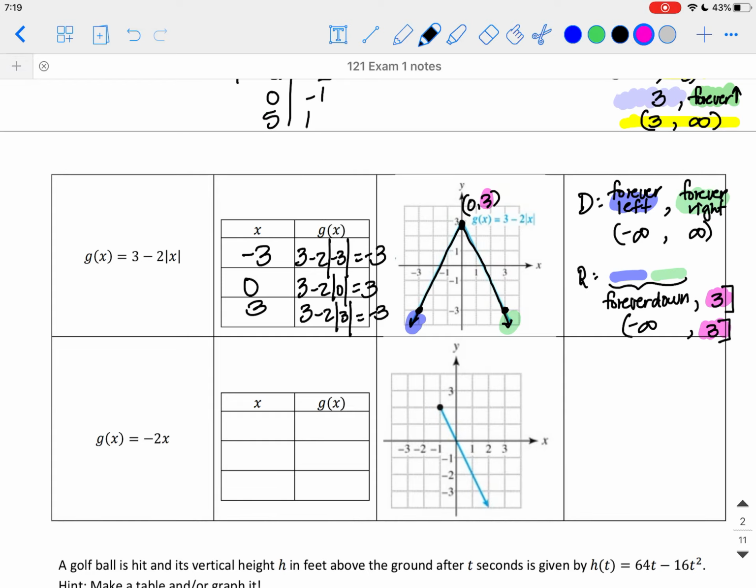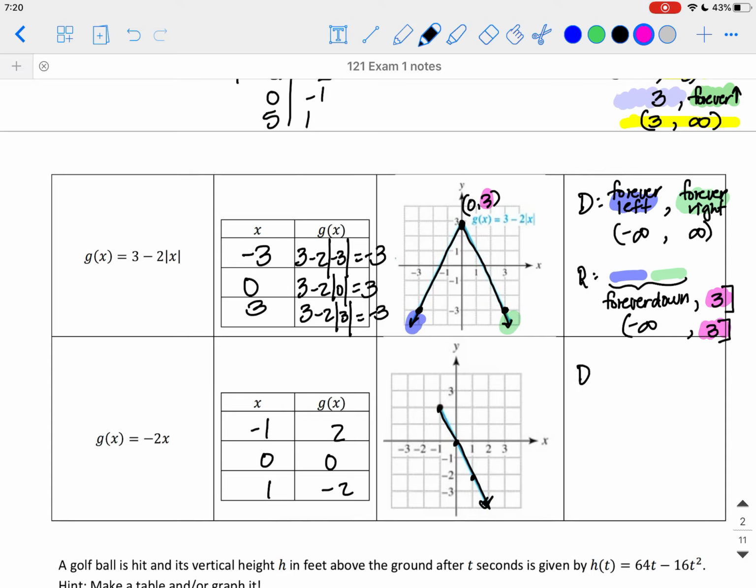So g of x is equal to negative 2x. So for negative 1, we get positive 2, which is that one. For 0, we're going to get 0, which is that one. And for 1, we get negative 2, which is that point right there. And sorry about the background noise. There's the graph for it, the piece of the graph that we're only interested in.